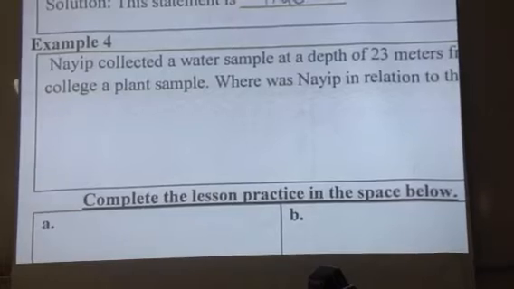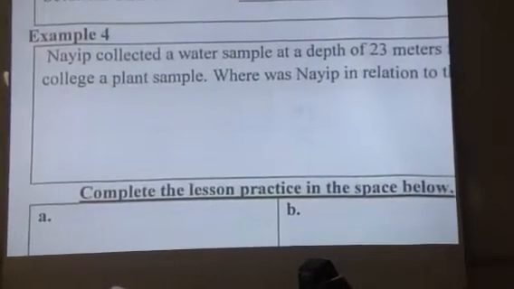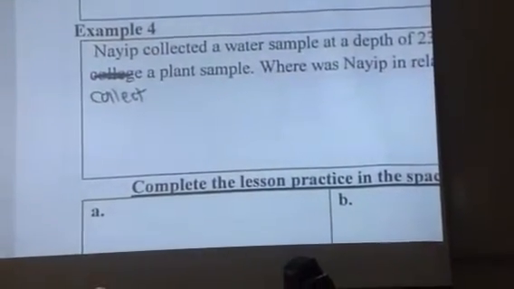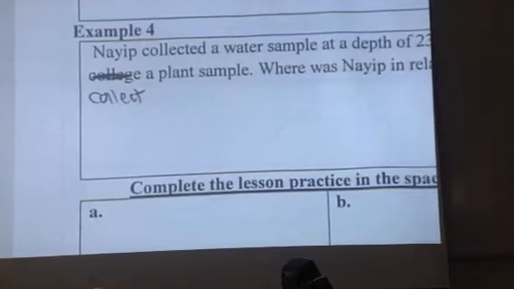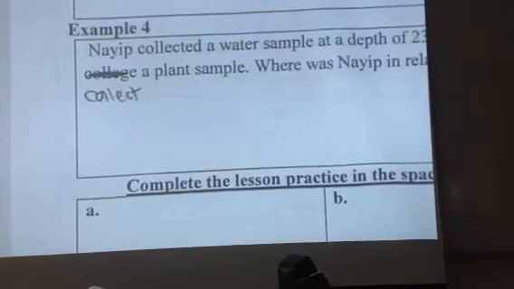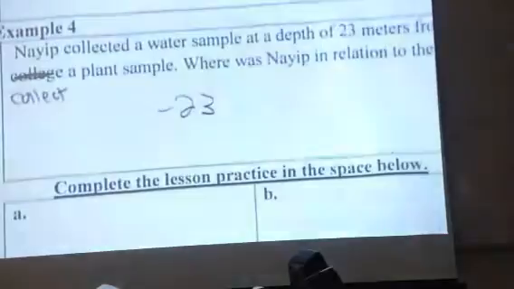Last one. Naip collected a water sample at a depth of 23 meters from the surface. He descended another 12 meters to collect, not college, there are more misprints, to collect a plant sample. Where was Naip in relation to the surface when he retrieved the plant sample? So he was 23 meters from the surface. That means he was under the water. That means he was below. How could you write 23 meters below? Well, you could write it as -23.